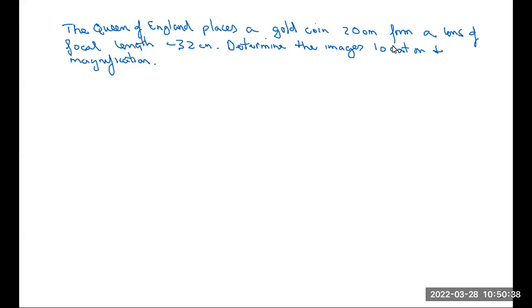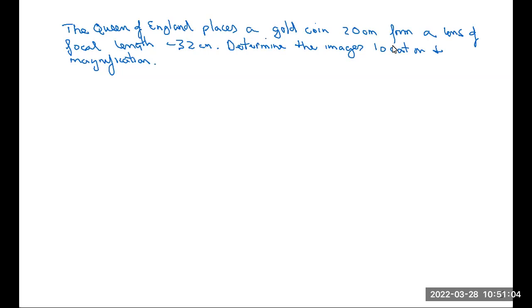Wanted to work through a problem that involves a lens and the image of an object in the lens. We're going to calculate the location of the image and the magnification of the image, and whether the image is upright or inverted.